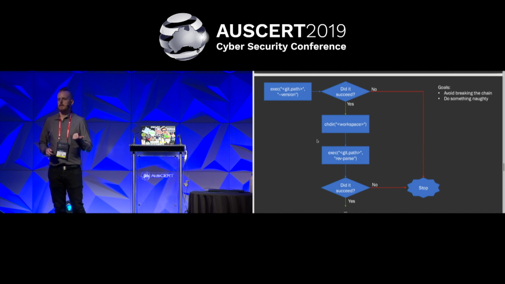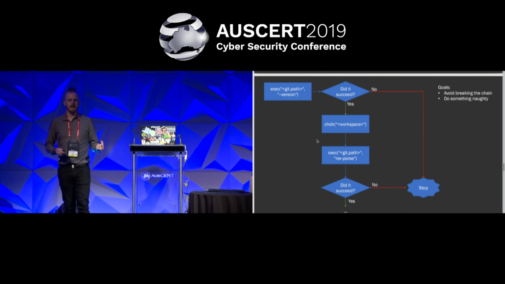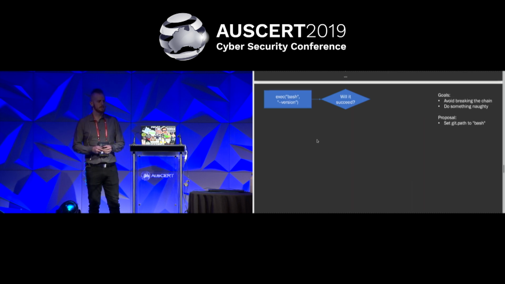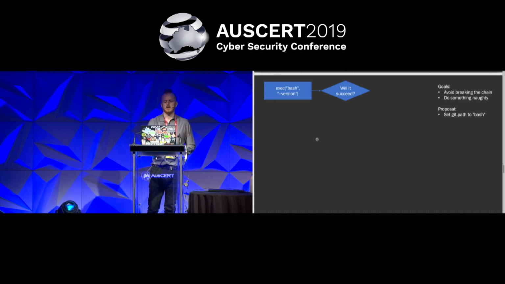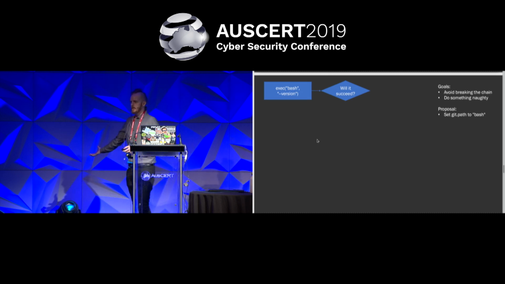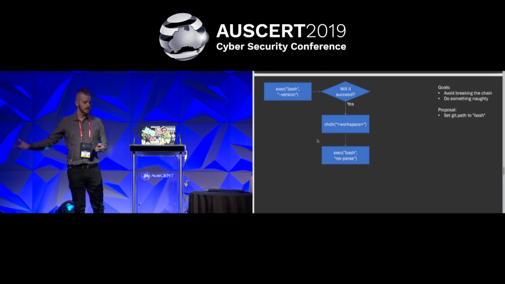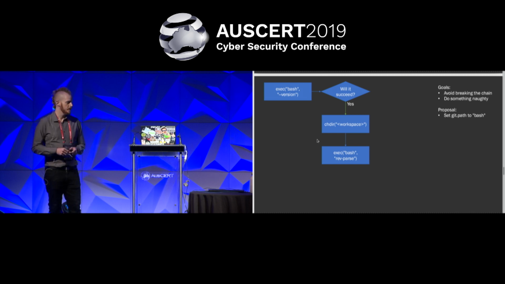So I wanted to do two things. I wanted to do something naughty, and I wanted to do something naughty before a non-zero exit code was returned by the sub-process attempt. Otherwise, the chain breaks and I can't do my naughty stuff. And I thought, what if I set the Git path to be bash? Because then VS Code will do bash --version. Will that succeed? Turns out, yeah, bash --version returns 0, like 2 thumbs up.